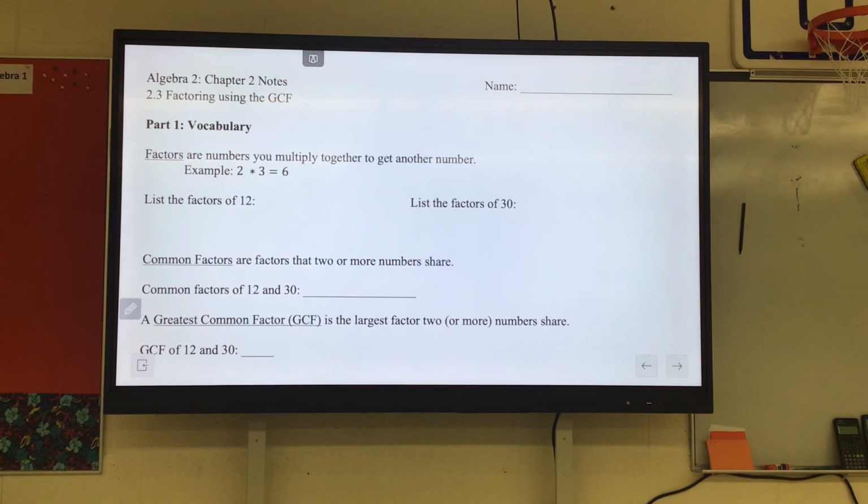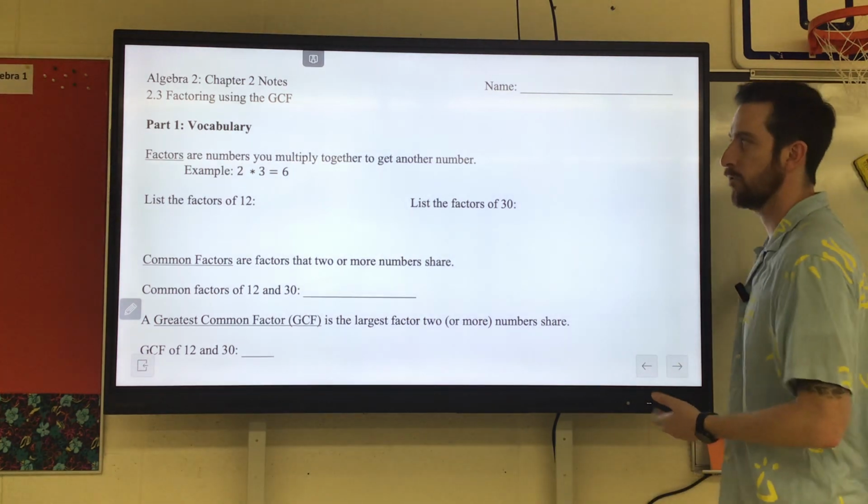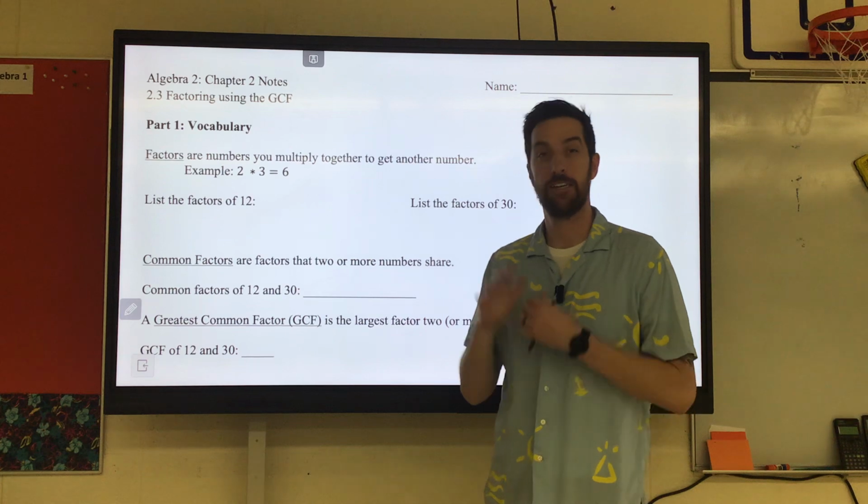We're getting into factoring a little bit here. So today we're just going to try factoring using the GCF, the greatest common factor. So factors are numbers you multiply together to get another number.